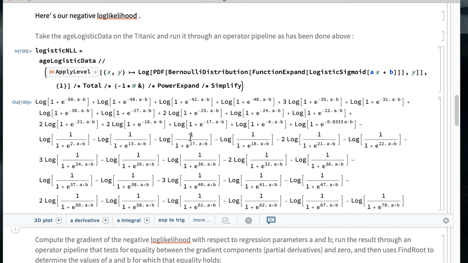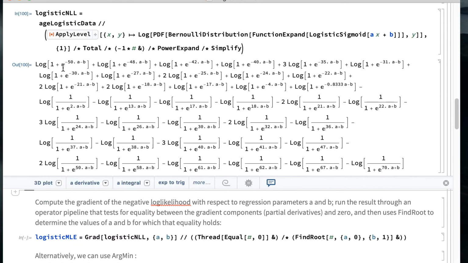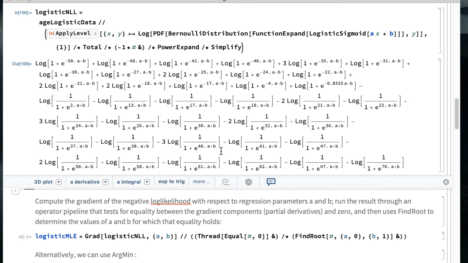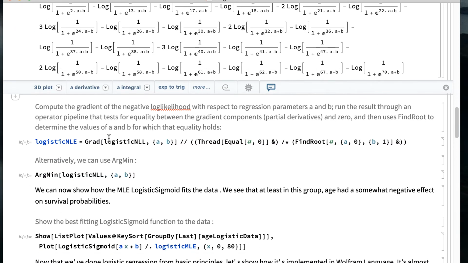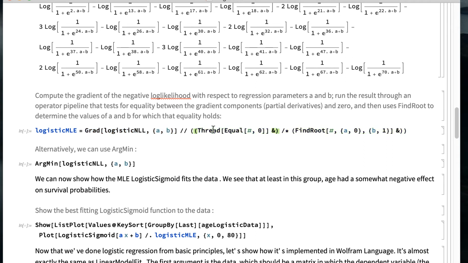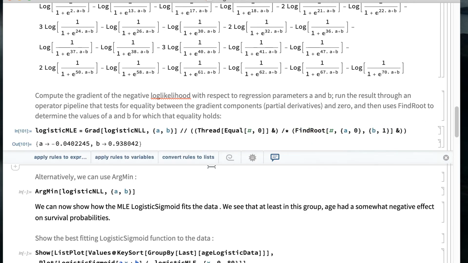Okay, maybe we could find the value of A and B that minimizes this negative log likelihood. So let's set it up. Take the gradient with respect to A and B, equal them to 0, and then I'm going to use find root. It turns out that it's very hard to do this, or maybe impossible to do this analytically, but you can use numerical methods, and I just give it some guesses. I'll say, oh, I think A is probably 0 and B is probably 1. So we do that, and it tells us actually you do best if A is -0.04 and B is 0.93.